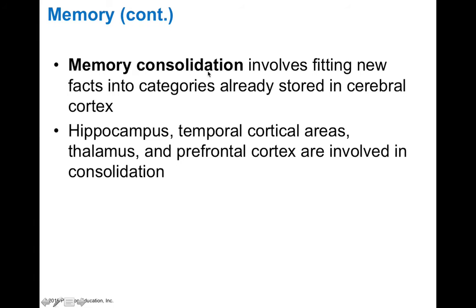Now, memories will be consolidated when they're stored long-term in the cortex, and so they can fit into facts and categories. And this consolidation requires several different brain regions, like your hippocampus, which, if you remember, is part of your limbic system, and also involves temporal cortical areas, your thalamus, which was involved with sensory relay and the reticular activating system. We have your prefrontal cortex, which is also involved with consolidation.